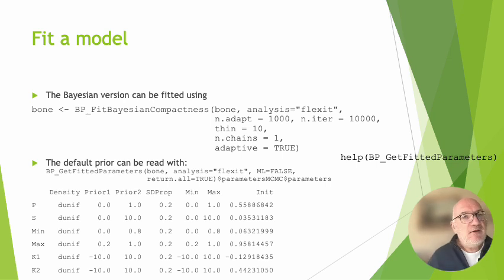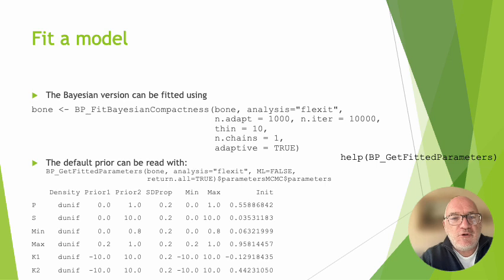We can fit a Bayesian version of this model using this command, using the function BoneProfileR fit Bayesian compactness. When you use Bayesian analysis, you need a prior. A prior is the information you have on your parameters before the analysis. If you consider you don't have information, just use a uniform density. This is what is done by default here.